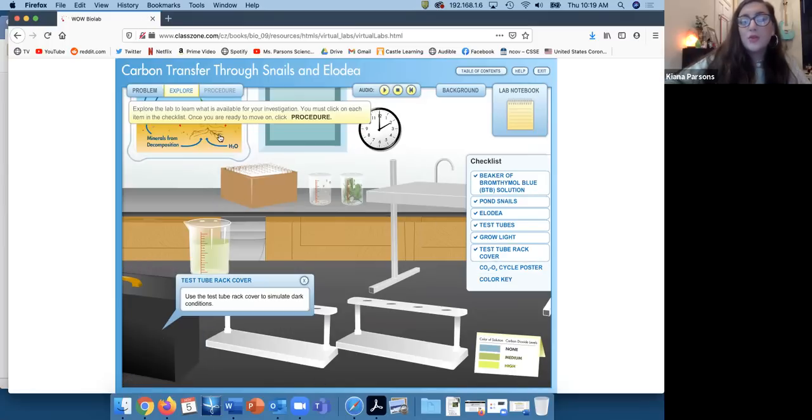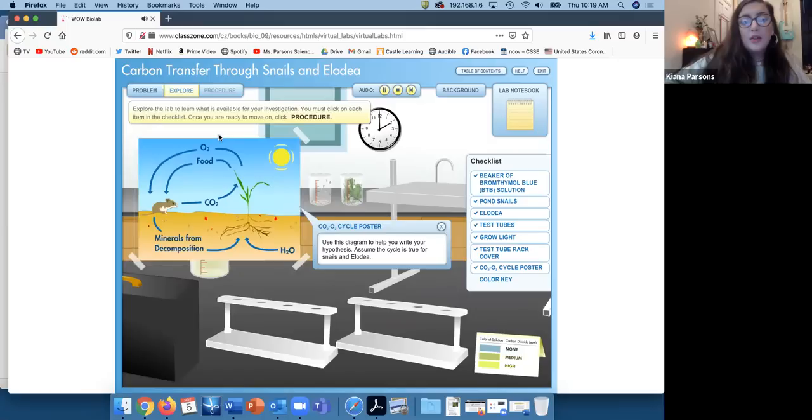The CO2 O2 cycle. Carbon dioxide oxygen cycle poster. Use this diagram to help you write your hypothesis. Assume the cycle is true for snails and elodea. So you can pretend this is a snail over here, and this is the elodea, and this is cell respiration, and this is photosynthesis, and this is the mitochondria, and this is the chloroplast, and the same things are true. How do oxygen and carbon dioxide cycle in an ecosystem?